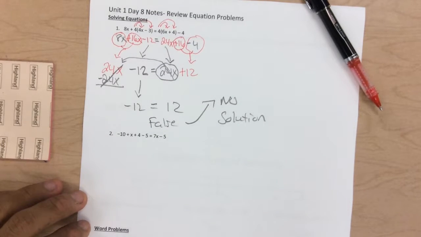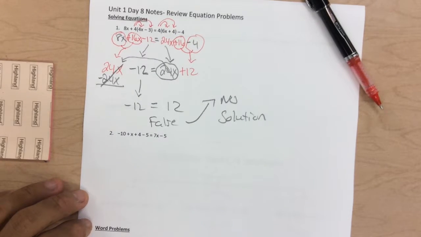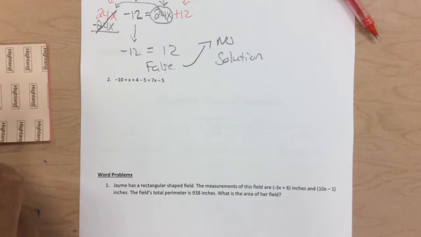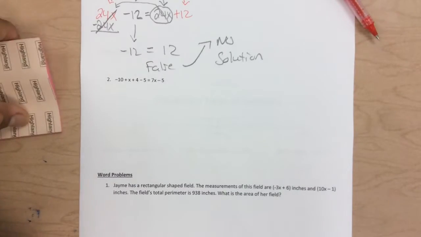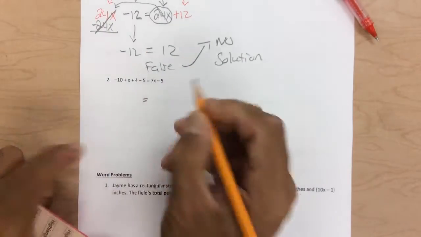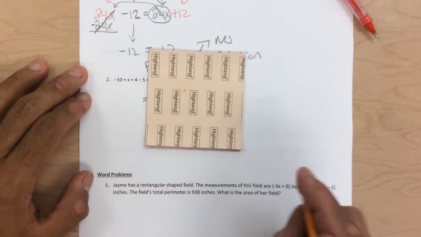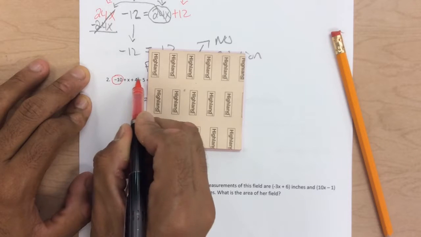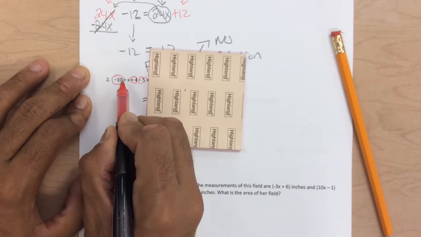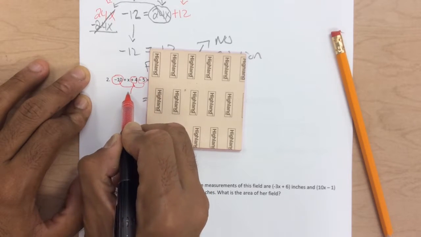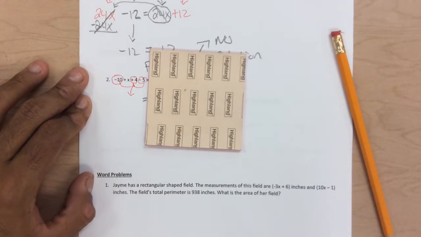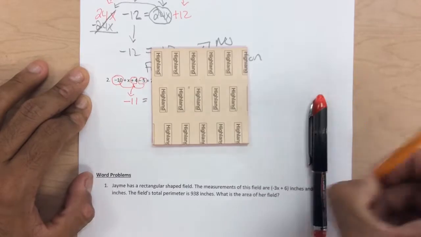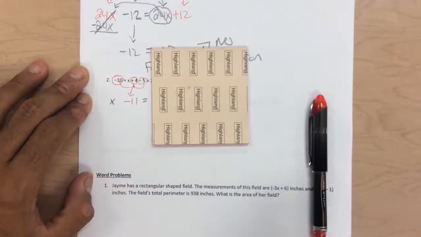Okay, moving on. Number 2. Step 1, get rid of the parentheses. There's no parentheses, so we can skip that. Step 2, look at the left side and see if you can combine like terms, and I can. So we can do negative 10 plus 4 minus 5. So negative 10 plus 4 minus 5 gives me negative 11. Of course, the x didn't mess with that, so bring that down.